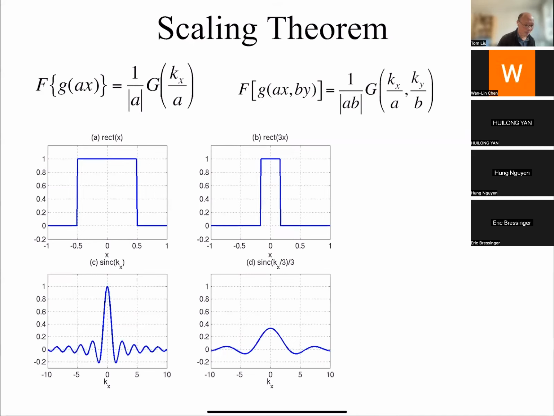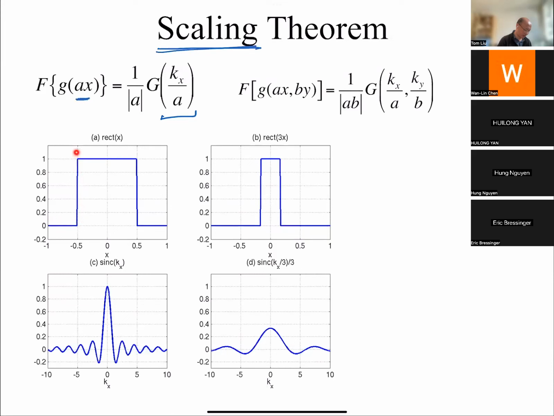Probably one of the most important properties is the scaling theorem. What that means is if I take g of ax, then the Fourier transform is a scaled version of the Fourier transform of g. And if this is ax, this is going to be kx over a. So let's look at an example of that.